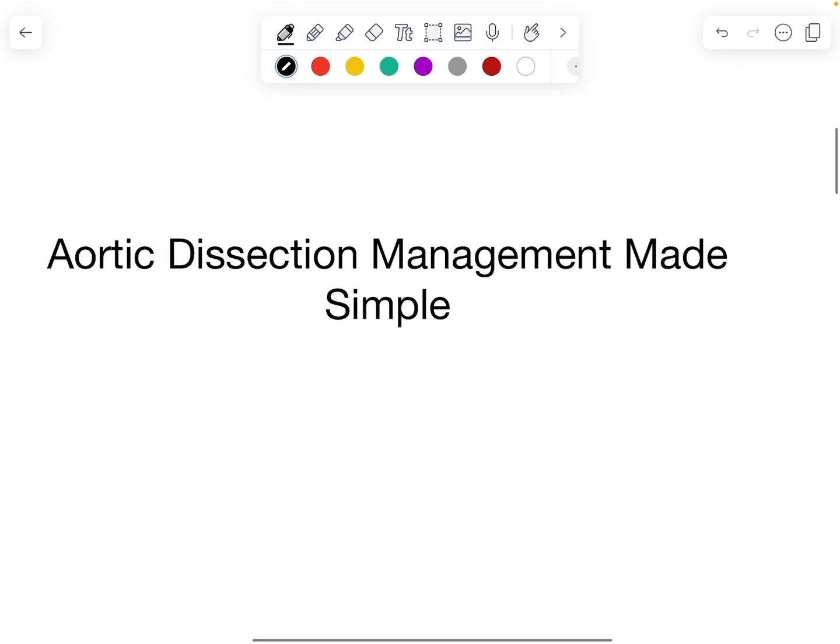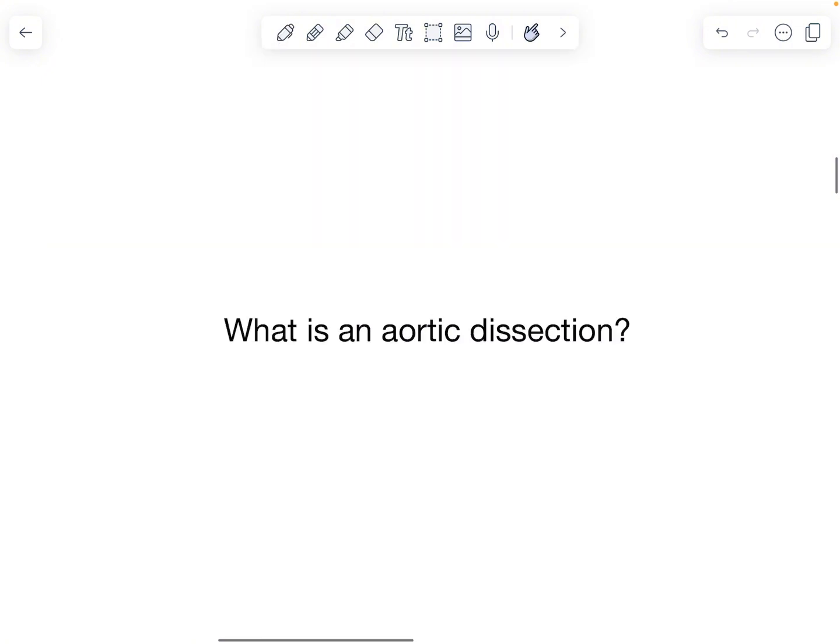Today we're going to be discussing a very basic topic, aortic dissection, but specifically aortic dissection management. And again, as always, I'm going to try to make it as simple as possible. So let's go ahead and get started. The first question before anything else we need to ask ourselves is, what exactly is an aortic dissection? And I'm going to go ahead and explain that.